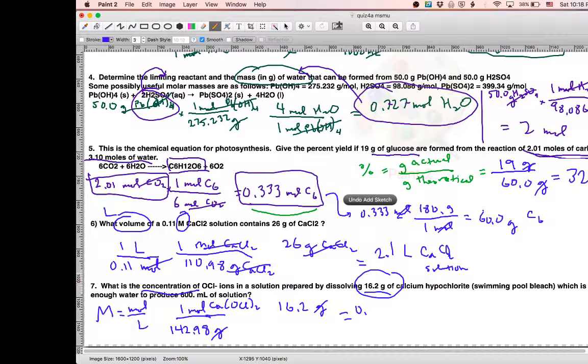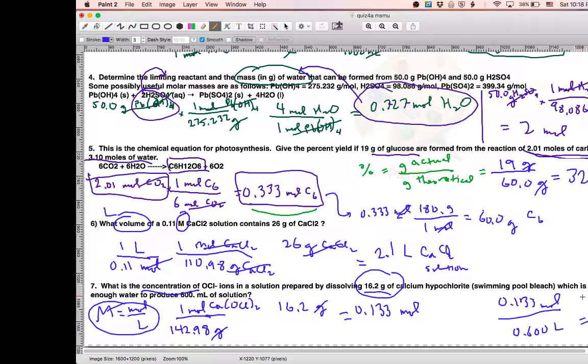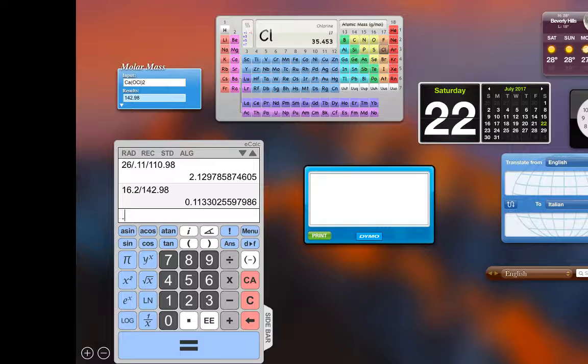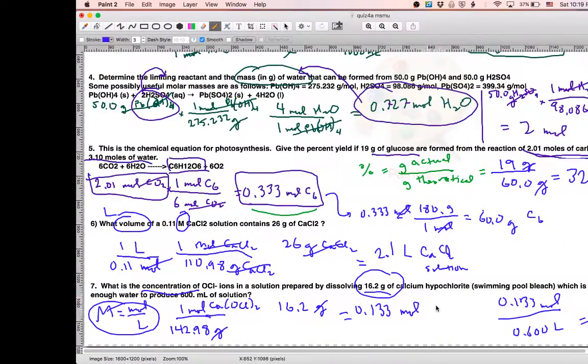you take what you know about molarity, moles per liter, and you take your moles and you divide it by your liters. And you get 0.113 divided by 0.600. 0.113 divided by 0.6, and that's 0.222. 0.222 big M. That's molarity. 0.222 molar.